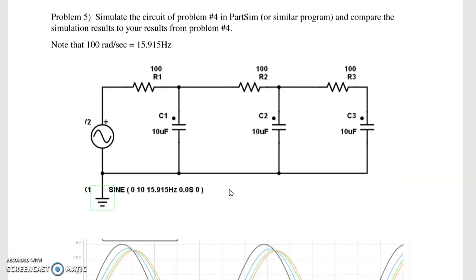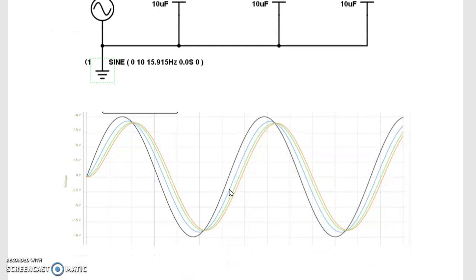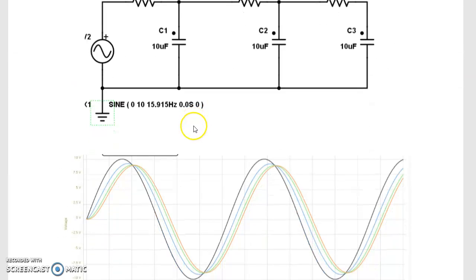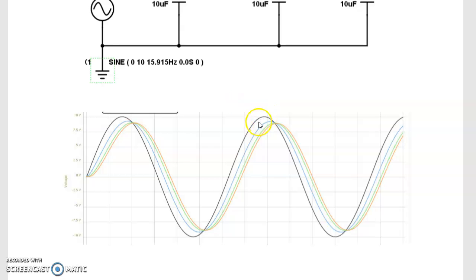If you go into Circuit Lab and simulate this circuit, I'll wind up with the same answer. Note that in Circuit Lab you get the polar form. If I look at the polar answer, it should be, say for V3, 8.9 at minus 32 degrees. The third one, this here is 10. The orange line is at 8.9, that's the amplitude, and the phase shift.